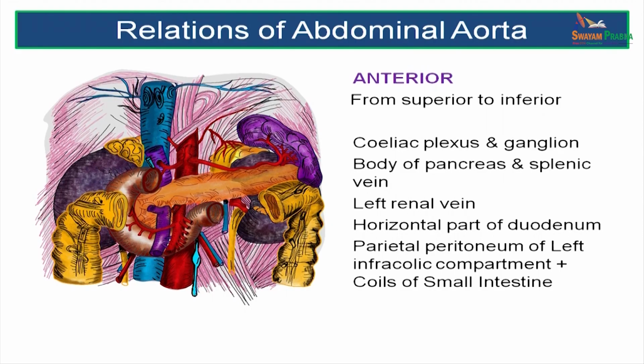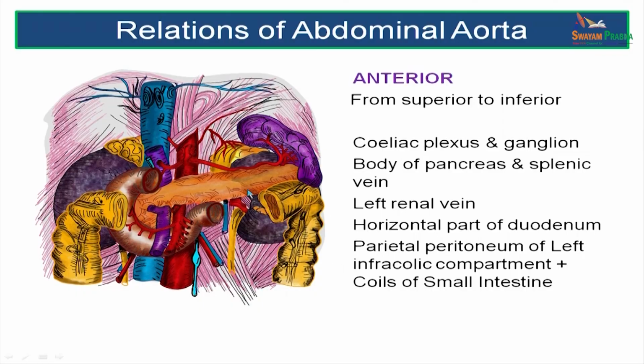Let's talk about the relations of the abdominal aorta. Why are the relations important? We need to study what lies anterior, posterior and on either side of the abdominal aorta, because we need to know, in the event of a surgery, what are all the structures that could be injured that lie around or surrounding the abdominal aorta.